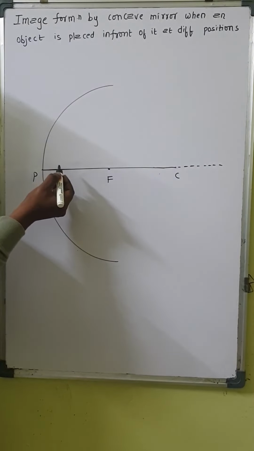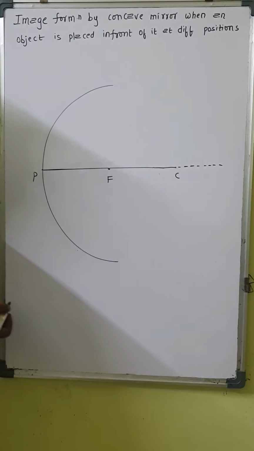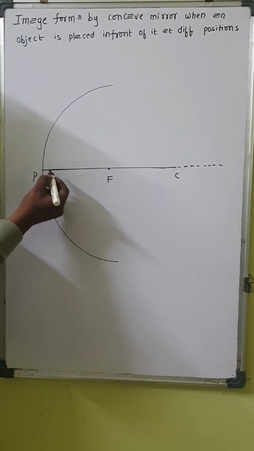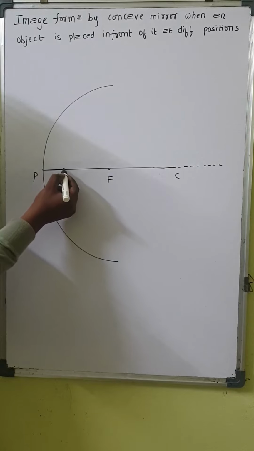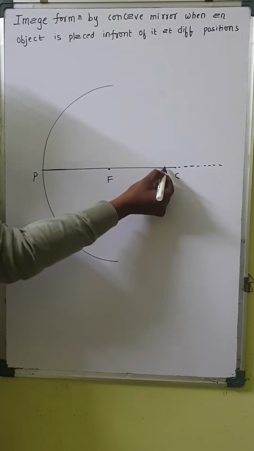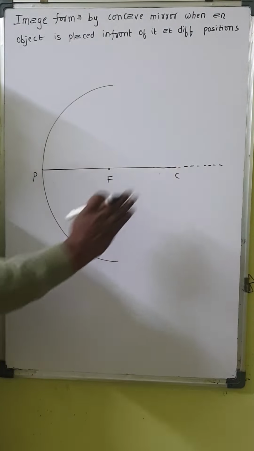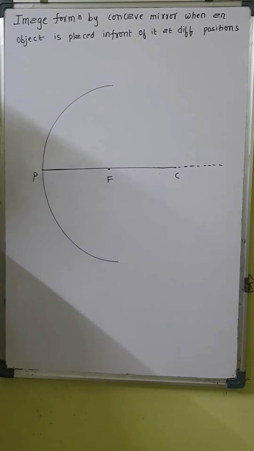In fact, an object can be placed in front of a concave mirror at infinite positions, at many positions. Why? Because an object can be placed here, here, here, here. Like this, at infinite points, the object can be placed. But all these positions of an object are regrouped and made into 6 positions.